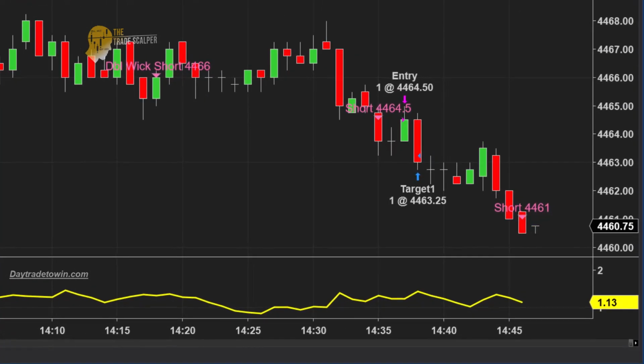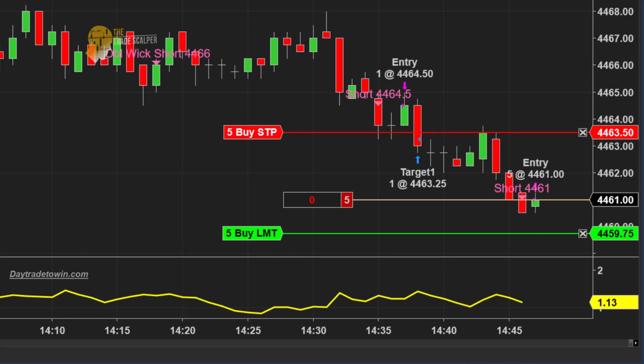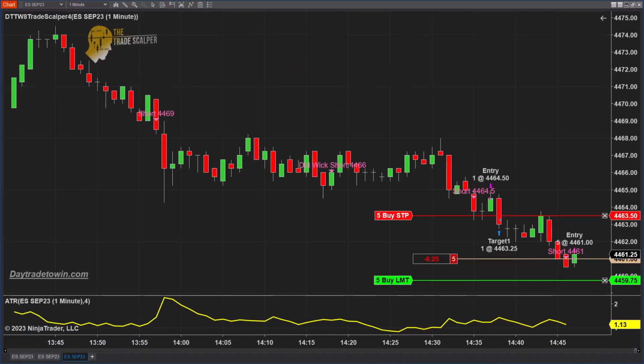Okay, the next signal here, if you heard that doorbell sound, it's an alert. 44.61 is what the software and the Trade Scalper is telling me to go short. So this is the very next signal to go short. So I want to go short here at 44.61. You can use micro contracts. You can trade one contract, 5 contracts, as long as it fits your tolerance in the type of trading that you're doing. And I recommend everyone start off with just one contract and then work your way up.